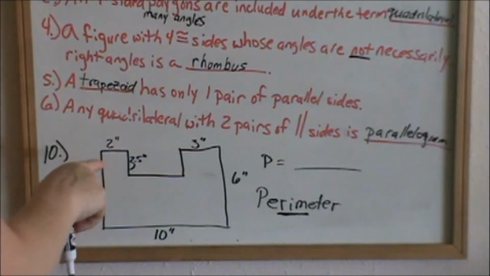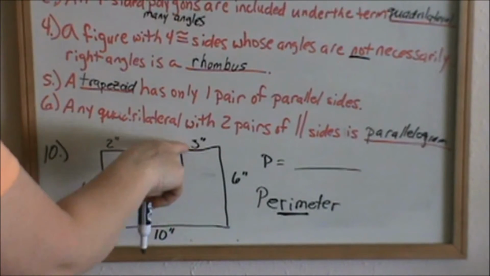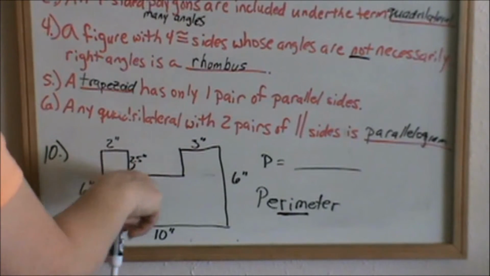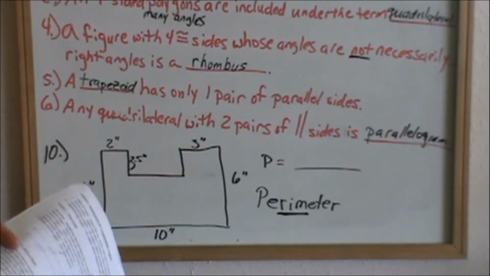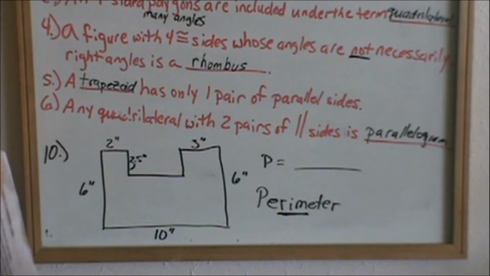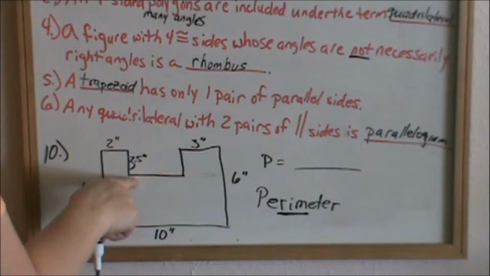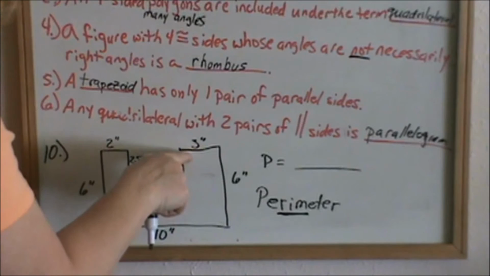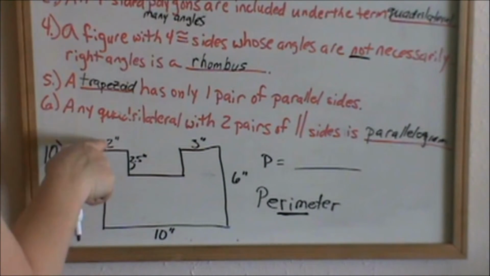The one thing that I like to think about is if you were a little ant and you were going to travel along these edges, you need to add up the distance you would travel if you were that little ant walking around this whole figure. If you're going to add up the distance around this figure, you need to know the distance of every line on here. You know the distance of this line, this line. We are not given this one, so we need to determine what this distance is. We are not given this one, so we need to determine that one. We know that one, we know that one, we know that one, we know that one.